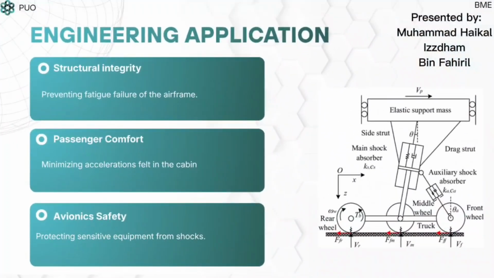Now let's go to the engineering application, landing gear diagram. Why did we choose an aircraft landing gear? Because it does three vital things. First, it protects the plane structure from cracking during touchdown. Second, it ensures a smooth, comfortable ride for the passengers in the cabin. Third, it keeps sensitive cockpit electronics safe from the heavy vibration shocks.